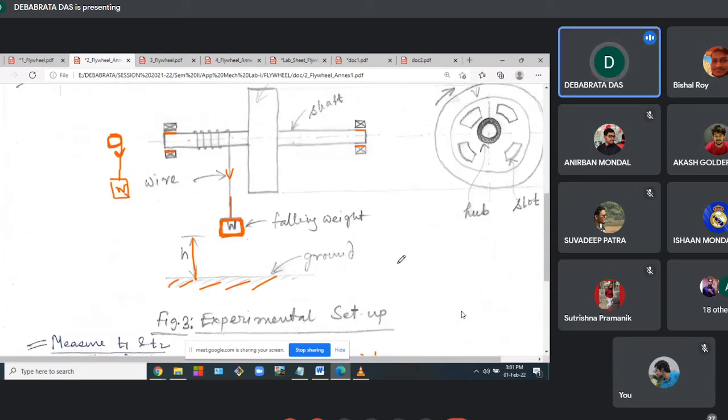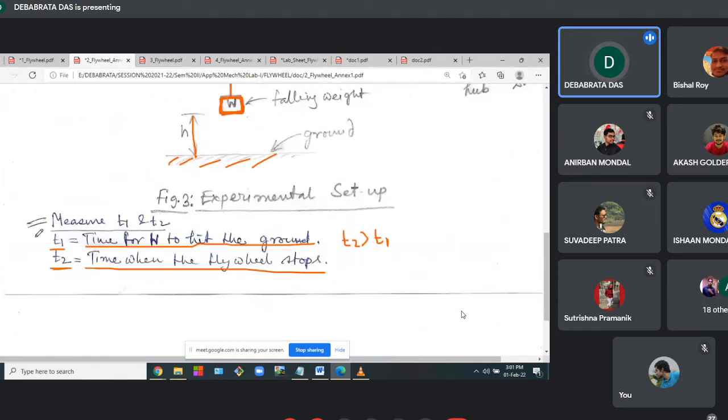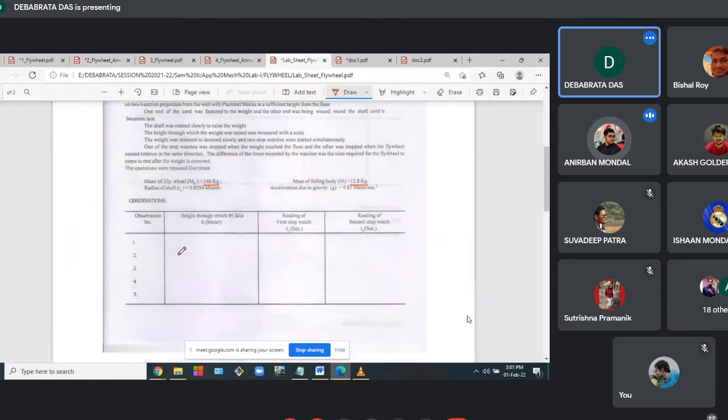So during experimentation, we simply note down these two times, T1 and T2. And we repeat this experiment for 3 different heights. What are the heights? The heights will be 0.2 meters, 0.3 meters, 0.4 meters. 20 centimeter, 30 centimeter, 40 centimeter. For each of these 3 heights, we will note down T1 and T2.